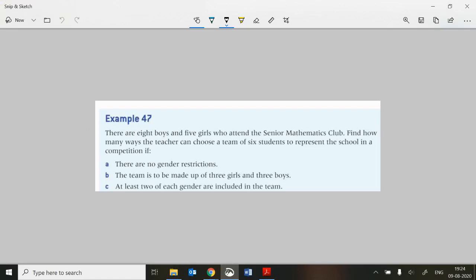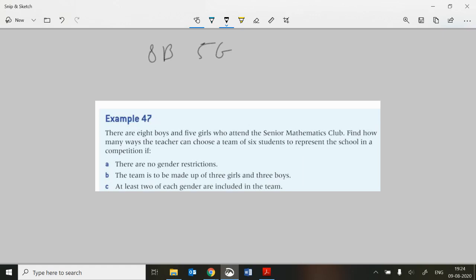Okay, so there are 8 boys and there are 5 girls who attend the senior mathematics club. Find out how many ways the teacher can choose a team of 6 students to represent the school if there are these conditions. So there's 6 students, and first of all, if there are no gender restrictions.